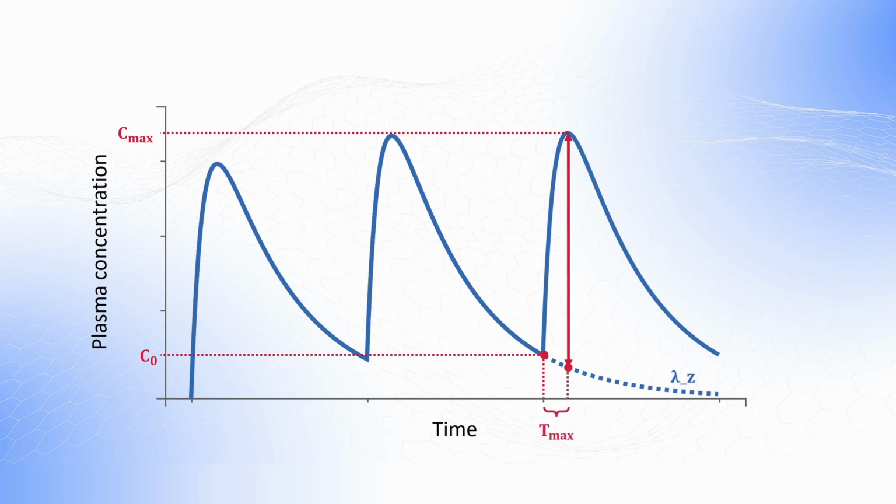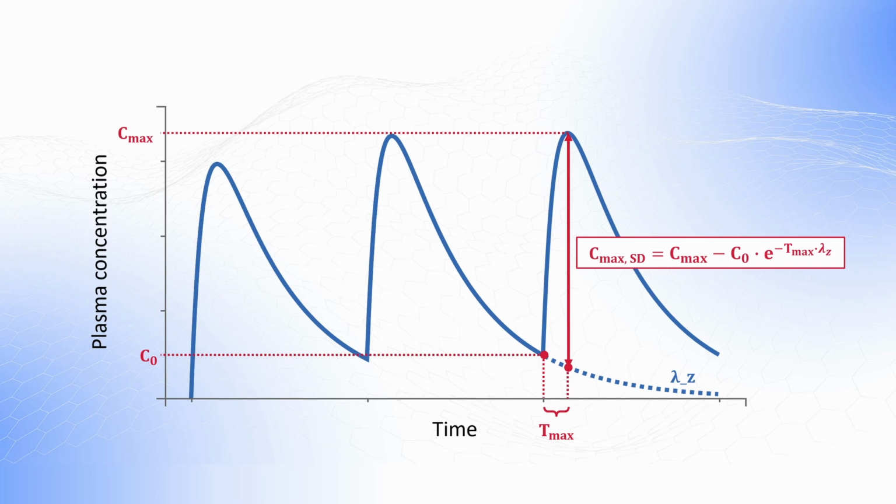Since steady-state Cmax, C0, Tmax and lambda z can be calculated by PKanalix as NCA parameters, we can define a single dose Cmax as a secondary parameter that uses 4 other parameters: Cmax, C0, Tmax and lambda z.